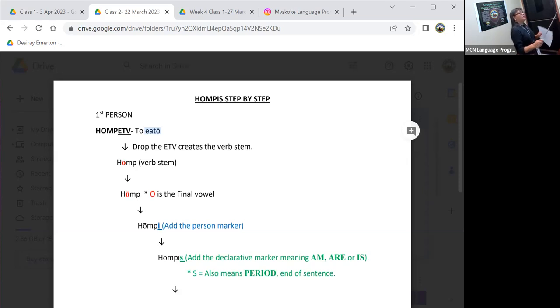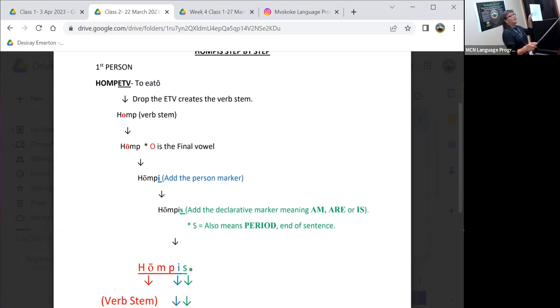Okay, hombida. Drop the ETV to create the verb stem. This is going along with our notes, guys. So I'm trying to make it as easy as possible. You see, HOMP is the verb stem because we dropped the ETV.